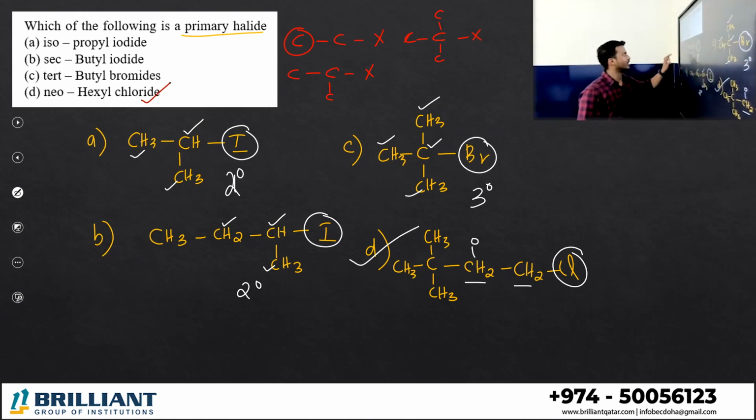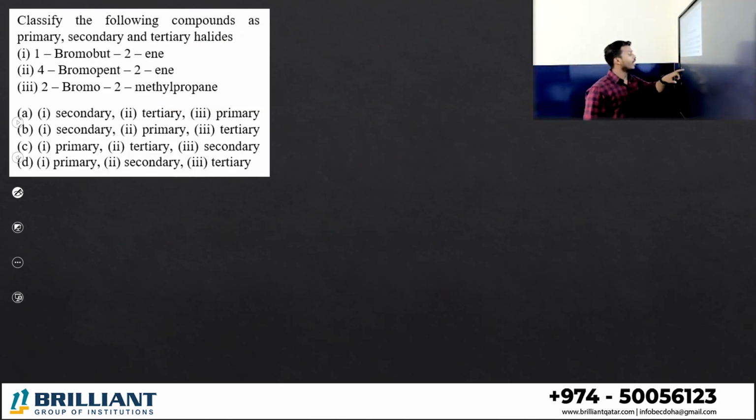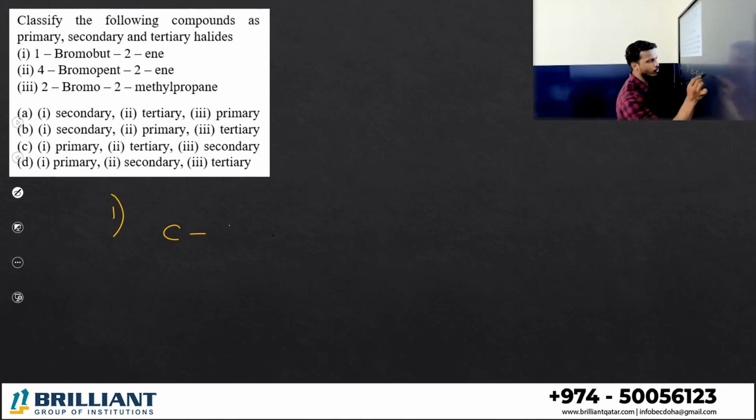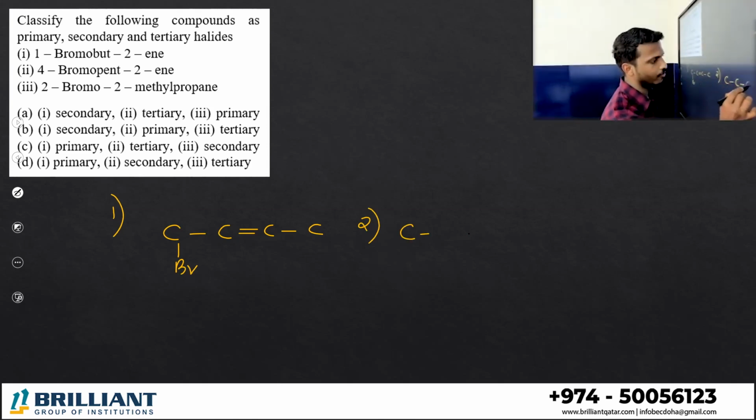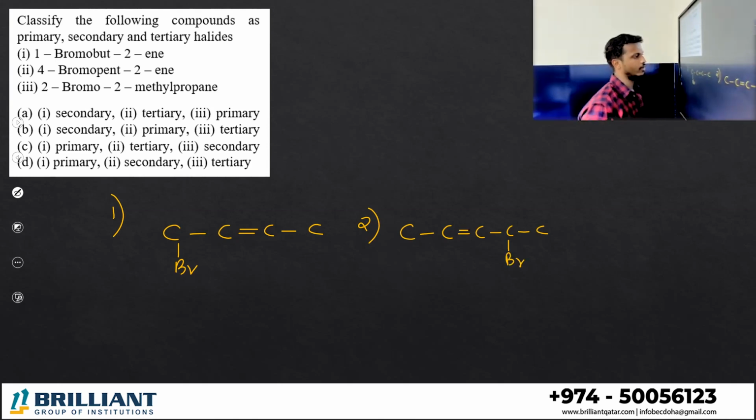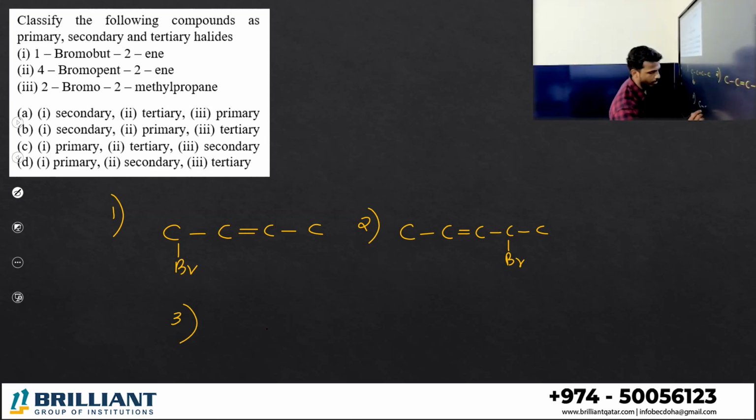Okay. Next one. Classify the following compounds as primary, secondary and tertiary. First compound, 1-bromo but-2-ene. Second compound, 4-bromo pent-2-ene. Pent means 5 carbons. Third compound, 2-bromo-2-methylpropane.